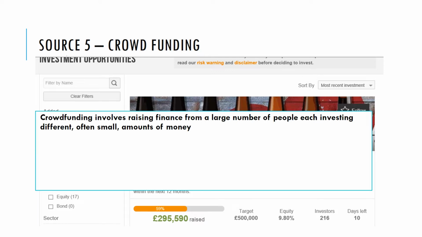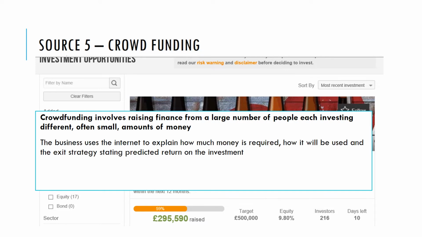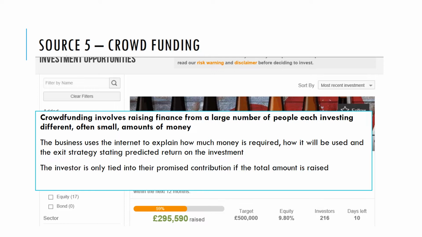So to summarize, crowdfunding involves raising finance from a large number of people, each investing different, often small amounts of money. The business uses the internet to explain how much money is required, how it will be used, and how the investors will get their money back, which is known as the exit strategy. The investor is only tied to their promised contribution if the total amount is raised in the time frame.